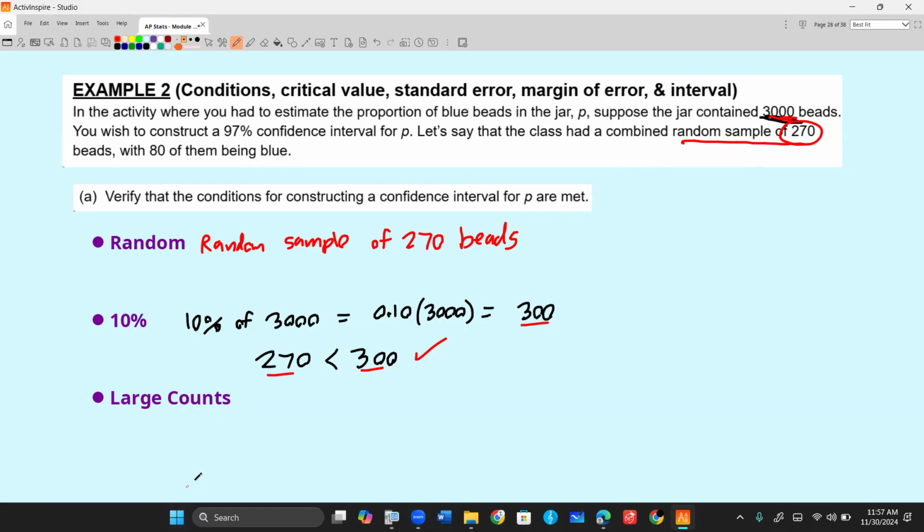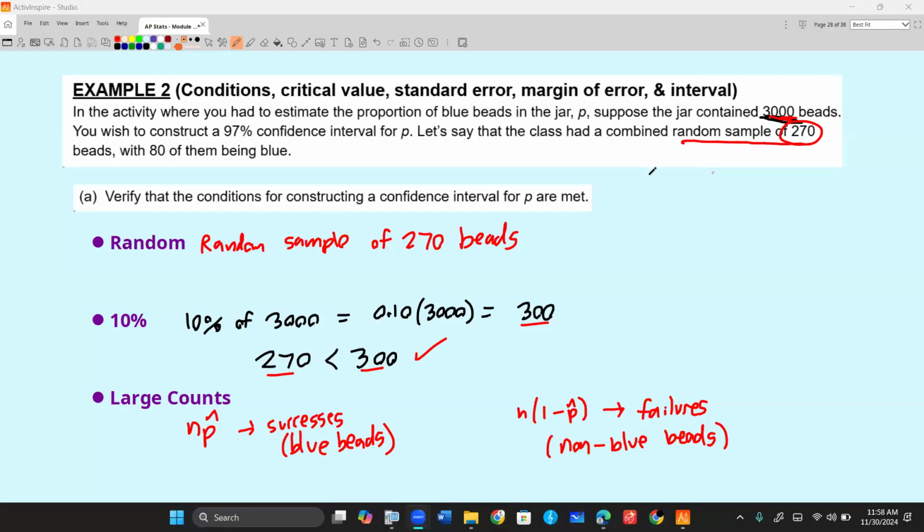Finally, let's check the large counts. In this case, we want to make sure that our number of successes, blue beads, and the number of failures, non-blue beads, are at least 10. If you look at your numbers here, we don't actually have to calculate them. They're right in our problem, right in front of us. The number of blue beads is 80, so I know that n times my sample proportion is just 80. There's 80 blue beads, so the number of failures would be whatever the remaining beads are. In this case, it's 270 minus 80, and that's going to be 190.